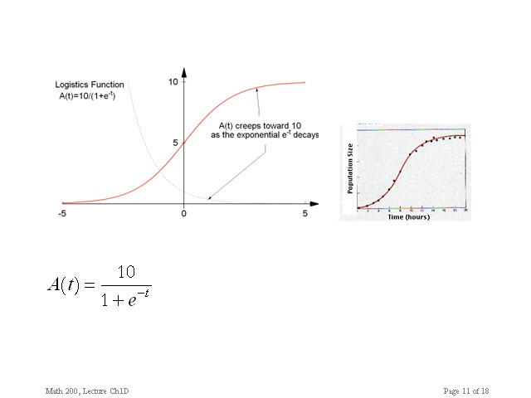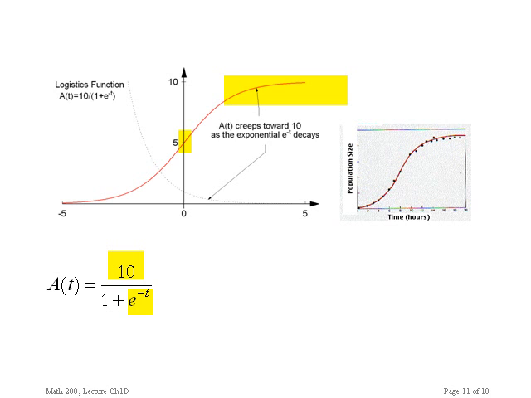Here's a graph of the logistics equation with some numbers substituted. For a, I used 10, and you can see that right here. As t increases towards infinity, the logistic curve asymptotically approaches the line a equals 10. The decaying exponential gives rise to this nice smooth approach to a equals 10. What is the value at 0? e to the 0 is 1, so 10 divided by 2 is 5, and you see that it starts off right here at 5.